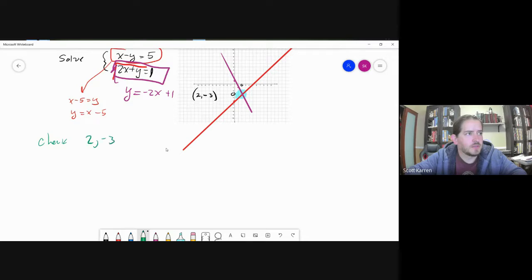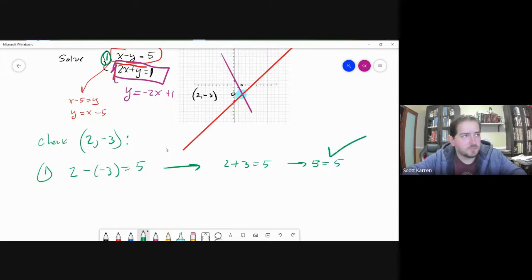2, -3. By plugging it into the first equation, right? We'll call that equation 1. If x is 2 minus y, which is -3, that should equal 5. But of course that does. That's 2 plus 3 equals 5. And that, of course, is 5 equals 5. So the first equation checks out.